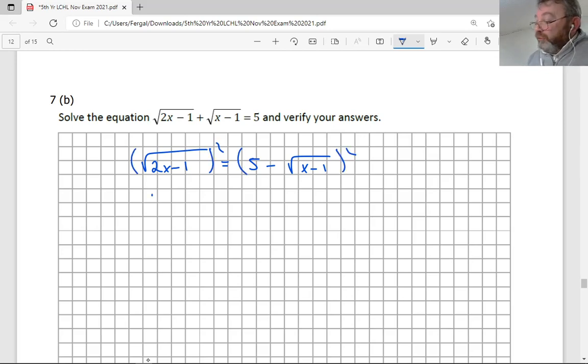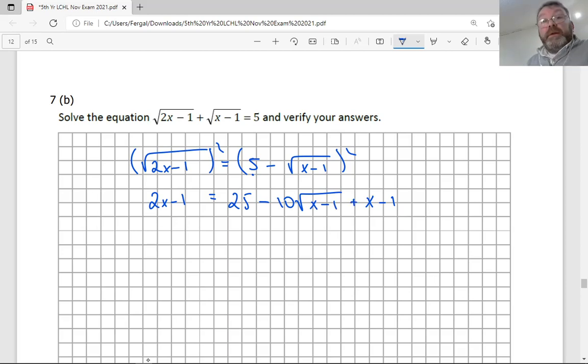When you square the root, 2x minus 1 stays as it is. When you're squaring both of these terms, you square the first term, 25. You square the last term, x minus 1. And then you multiply these two together as minus 5 root x minus 1, and then you double the result, minus 10 times root x minus 1.